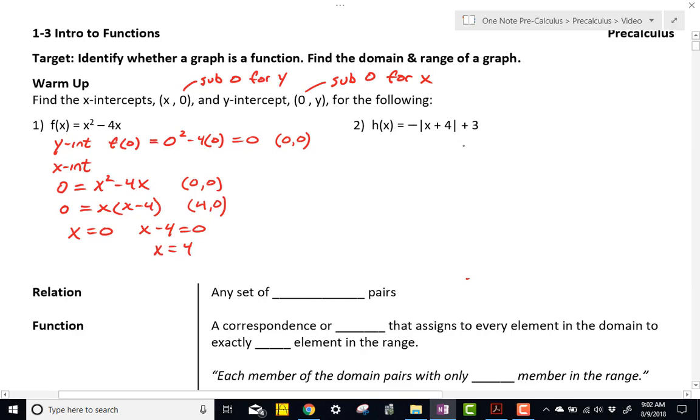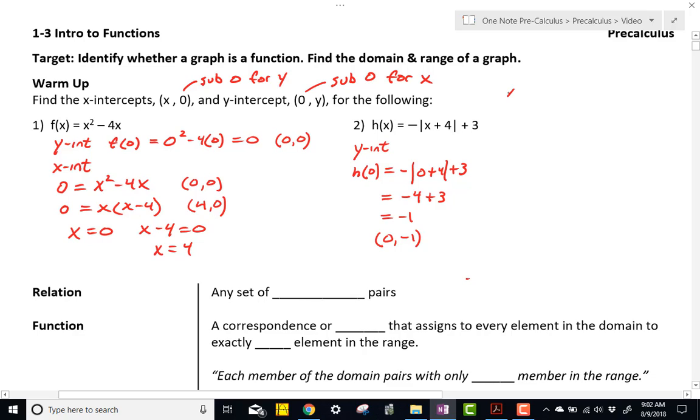My second equation, y-intercept again here. So we're going to go with the easier one first, y-intercept. All right, so we're going to plug in h of 0, and that's going to equal negative absolute value of 0 plus 4 plus 3. And so 0 plus 4 is 4. The absolute value of 4 is also 4. But then we have this negative out here, so we actually end up with negative 4 plus 3, and that leaves me with negative 1, and a y-intercept at 0, negative 1.